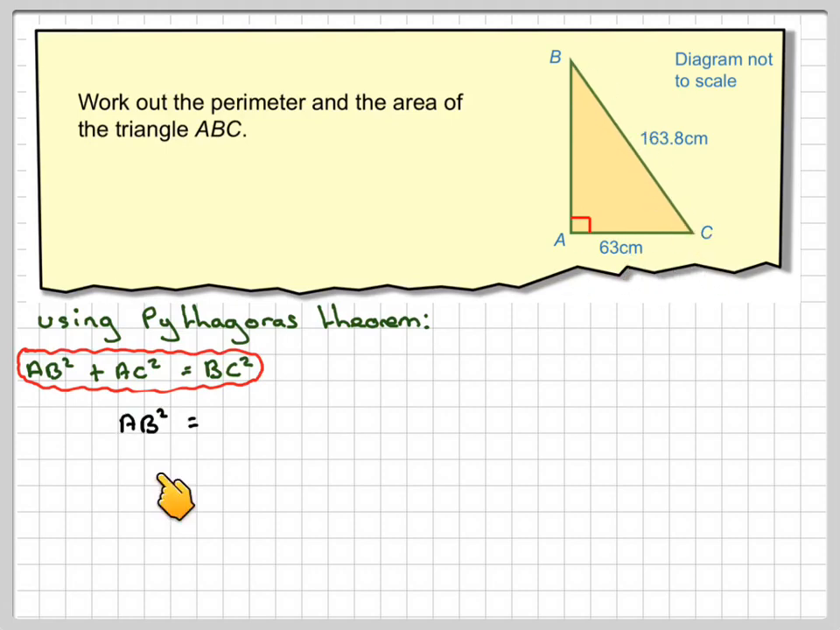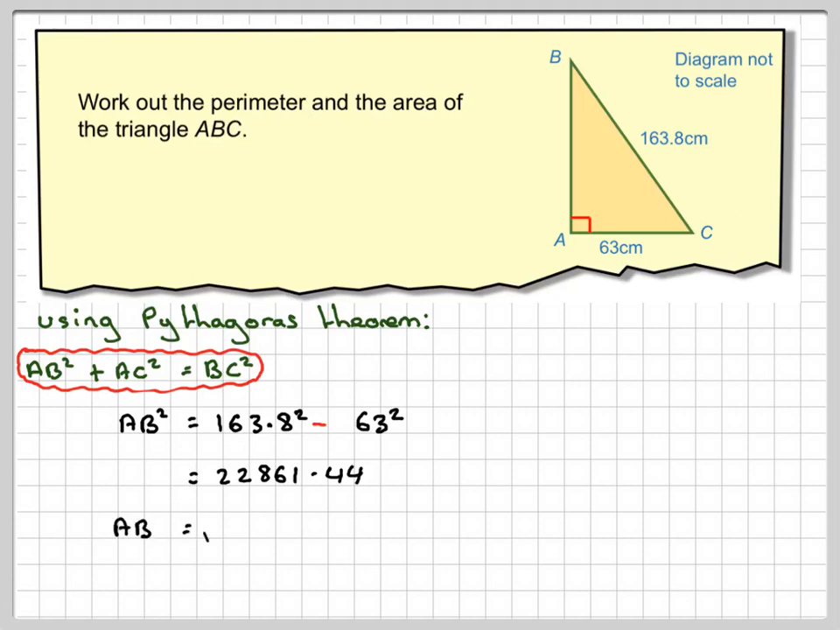So we've got the longest side, so we need to do 163.8 squared, and then we need to subtract 63 squared. Working that out on my calculator, I get 22,861.44, so I do 163.8 squared minus 63 squared. That gives me AB squared.